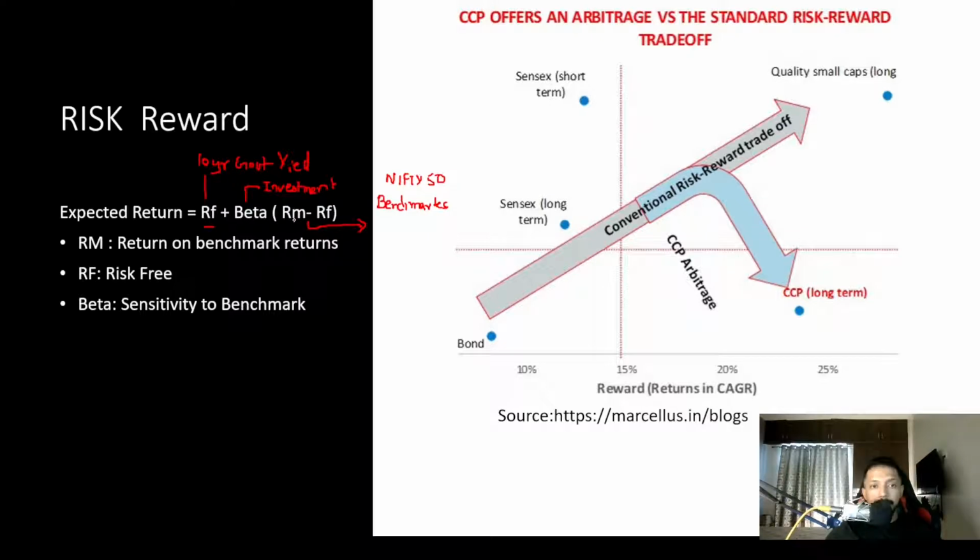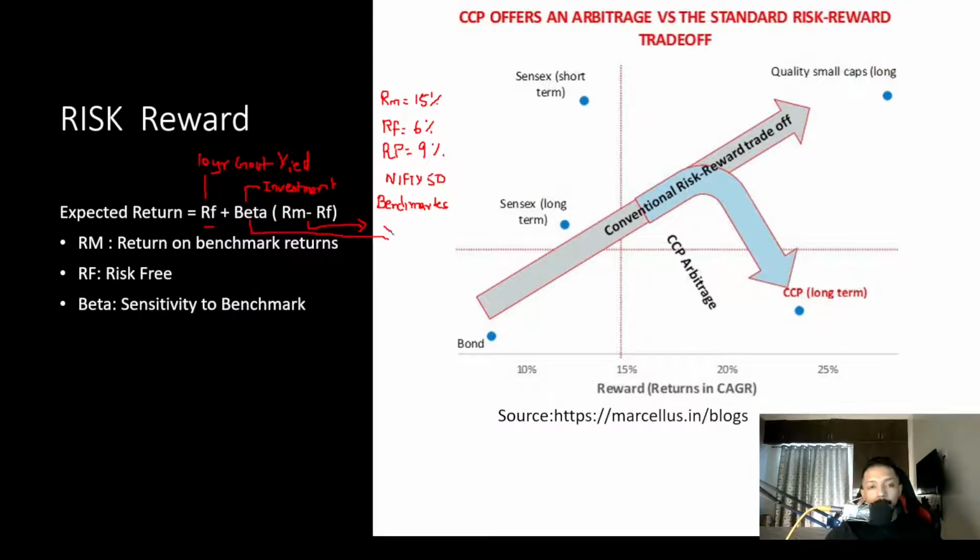So if 15% is what the market gives me, so if RM is 15% and the risk-free rate is, let's say, about 6%, then the risk premium that you're getting by just investing in the normal market, not a stock, is about 9%. Now you multiply that with something called the beta, which is supposed to tell us the riskiness of a particular investment. Now that's the debate, that's where the controversy starts.